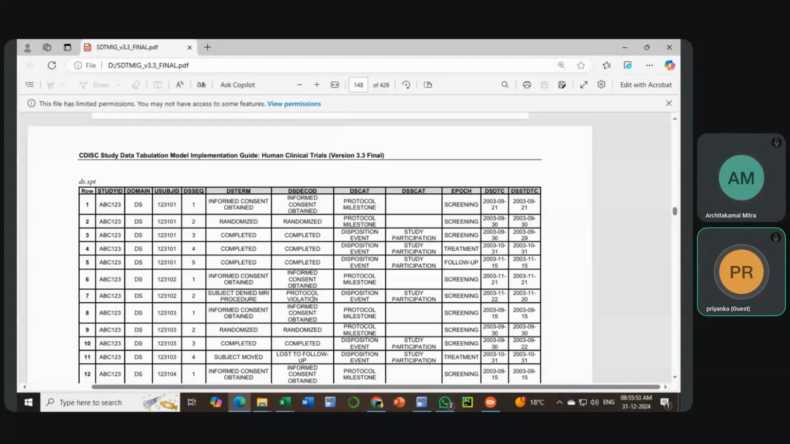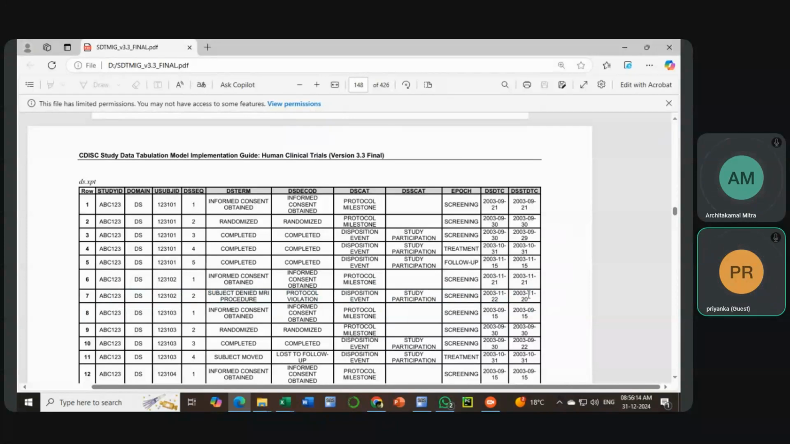So will this data go into the DS? No, it will go into the proper protocol deviation domain. Protocol deviation is a proper SDTM domain. It will go there.